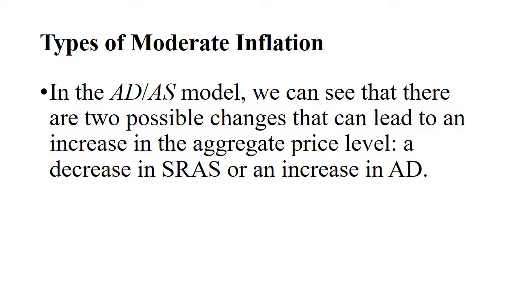Moderate inflation can be seen in two different ways in the ADAS model. Basically, all we need for it to be inflation is for the aggregate price level to go up. And that can happen either if SRAS shifts left or if AD shifts right. Both of those two things would make the price level go up and create inflation.